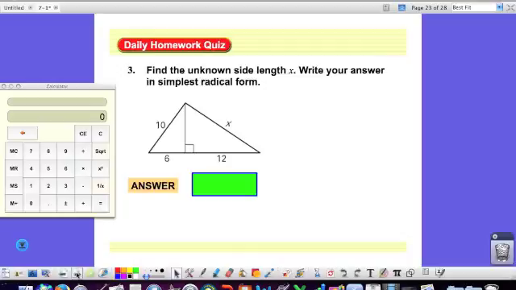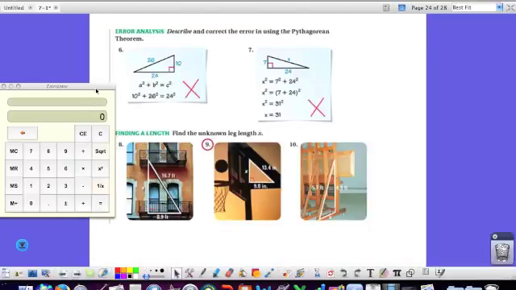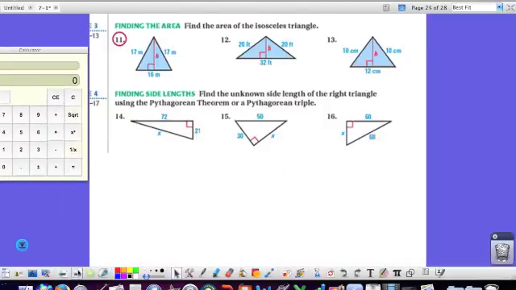And now you can look through the questions from the book in order to do the homework.